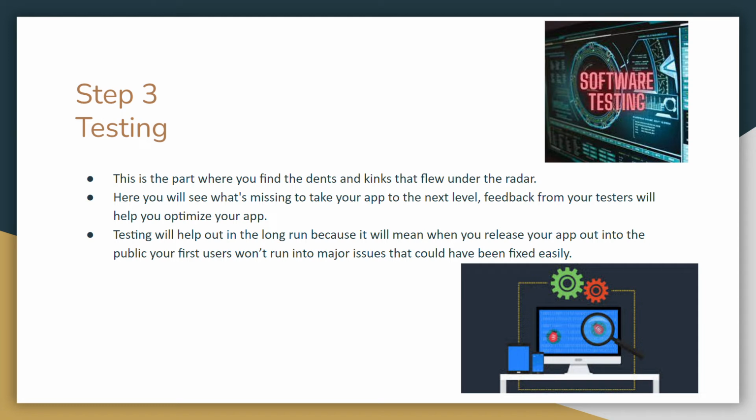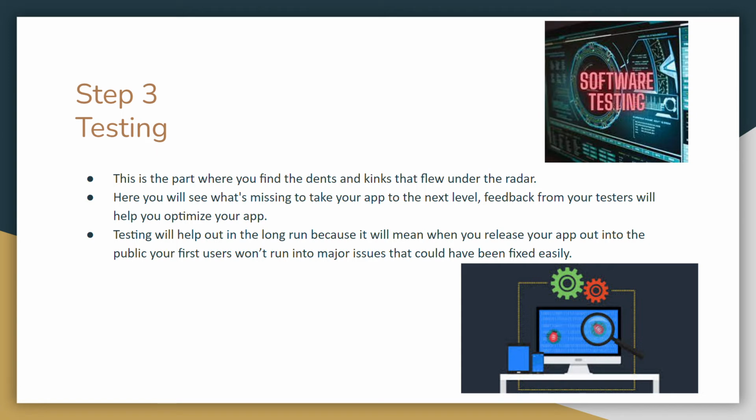Step 3, testing. This is the part where you find the dents and kinks that flew under the radar. Here you will see what's missing to take your app to the next level. Feedback from your testers will help you optimize your app. Testing will help out in the long run because it will mean when you release your app into the public, your first users won't run into major issues that could have been easily fixed.